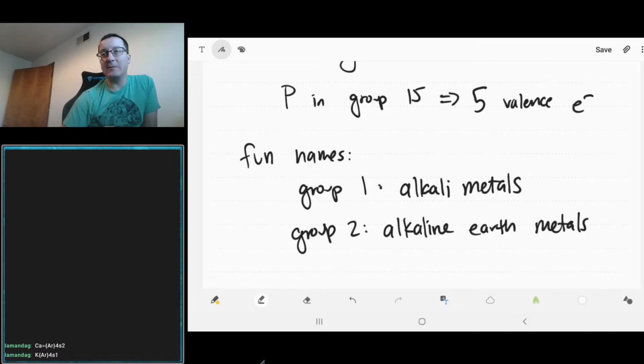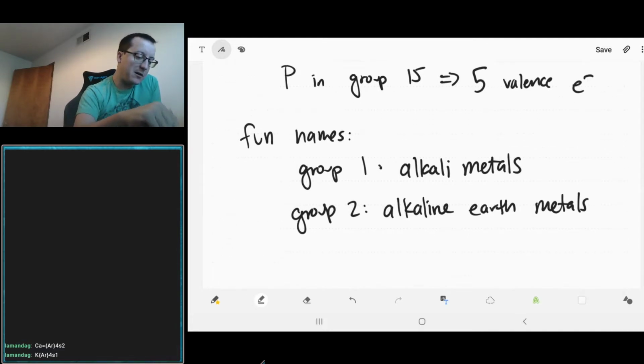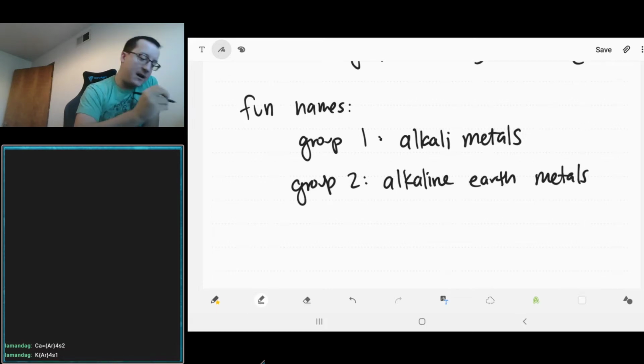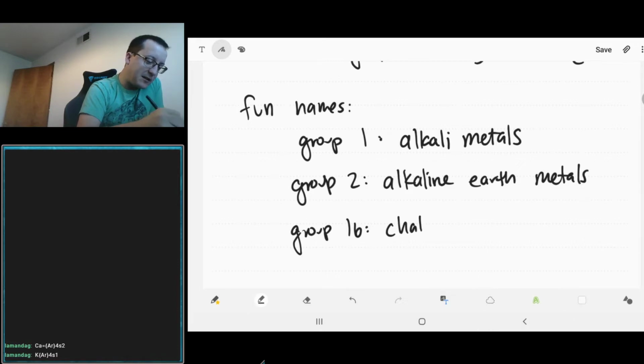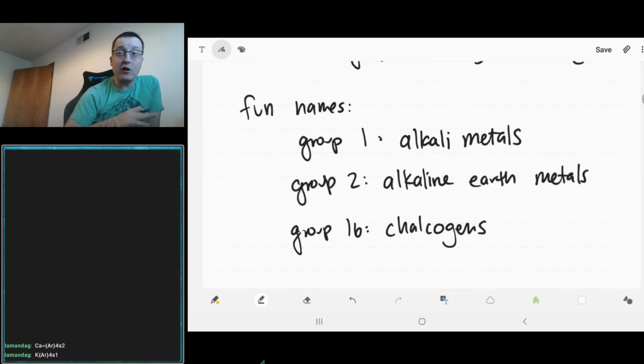Alkali and alkaline typically refer to basic things. You're going to learn in Chem 111 that when these guys form oxides, these will tend to be basic oxides. And so that's where the name alkali or alkaline comes from. Skipping ahead, we don't really have names that we're going to need to know up until group 16, which is going to be known as chalcogens, which means they are chalk forming.